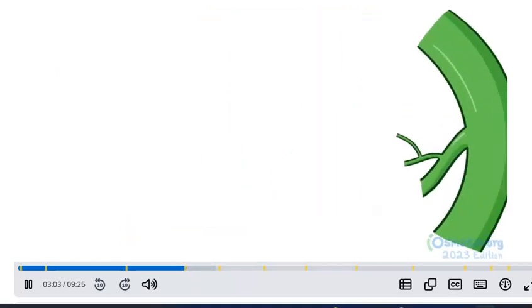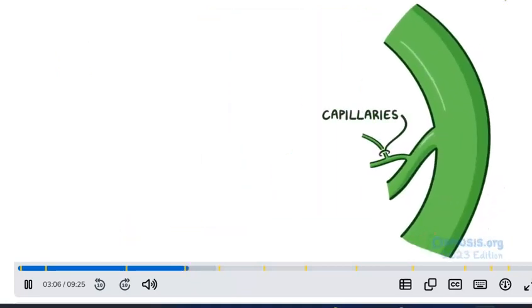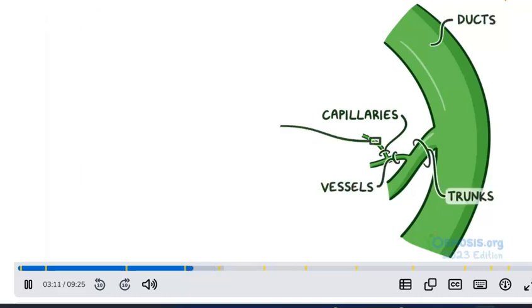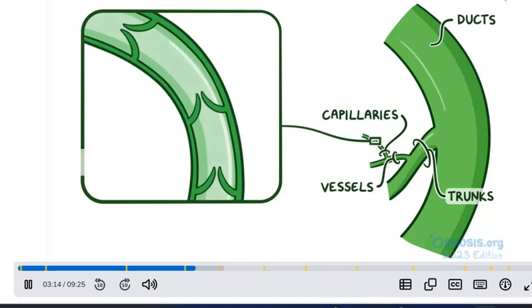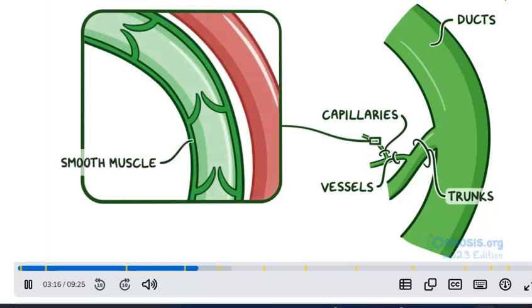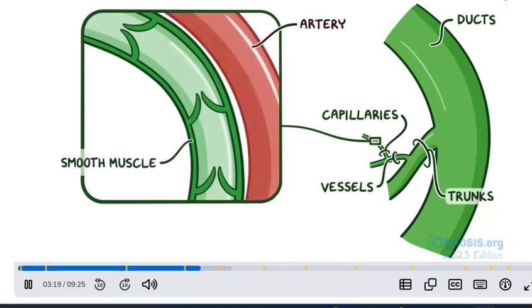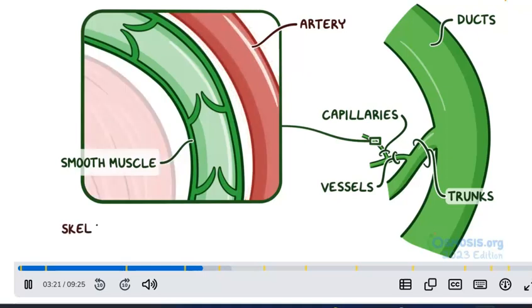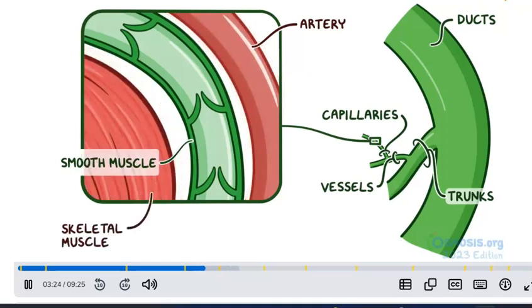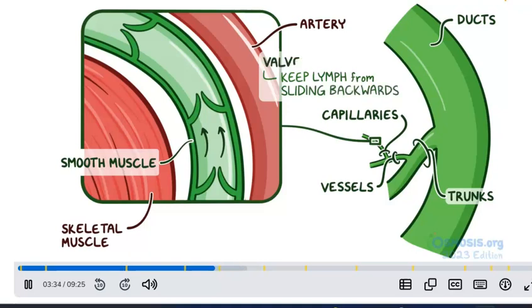Once that lymph is inside the lymphatic capillaries, it travels through bigger and thicker walled vessels, then trunks, and then ducts. There's no pump pushing lymph through the lymphatic system. Instead, smooth muscle in the lymph vessels reacts to the pulsing of nearby arteries by squeezing to get things started. And then the squeezing of skeletal muscles, which normally contract throughout the day, exert external pressure to keep the lymph flowing along, eventually reaching a nearby lymphatic trunk. To keep the lymph from sliding backwards, the lymphatic vessels have valves just like the veins do.